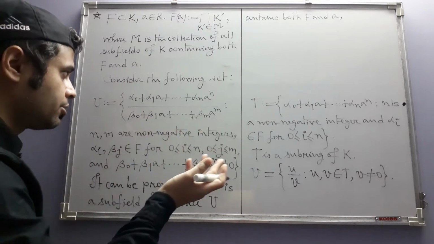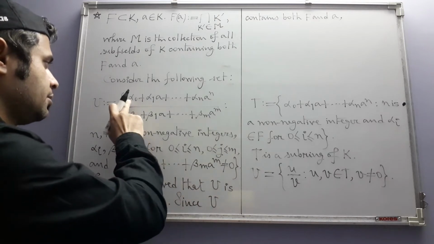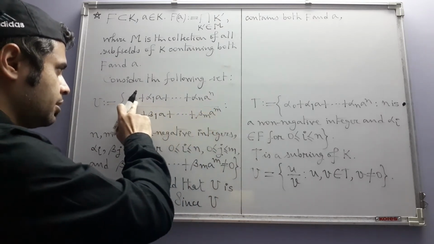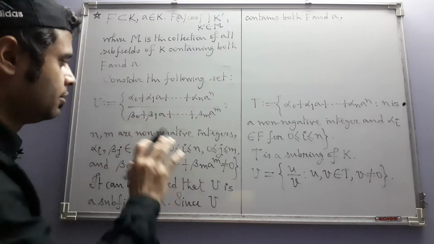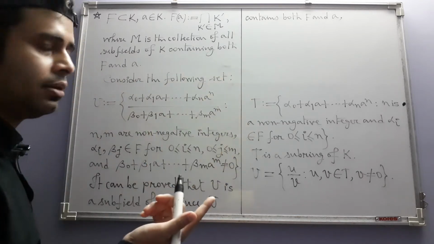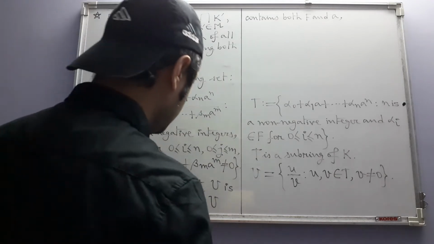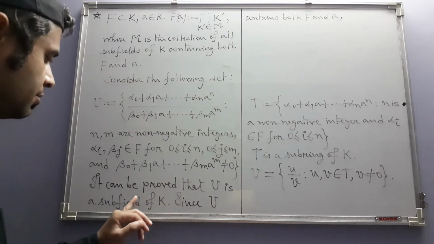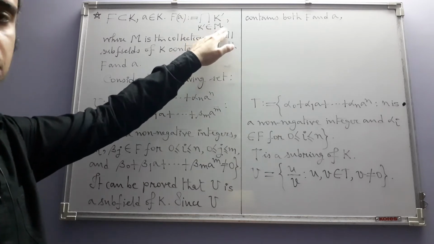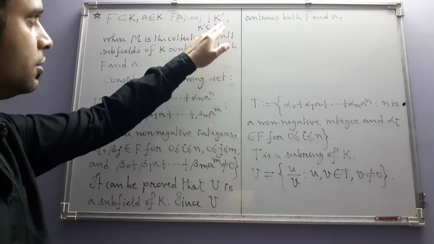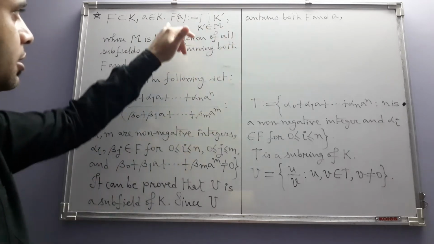And it also contains A. To see that, you choose this denominator again to be 1, and in the numerator you take all the alpha i's 0 except alpha 1, which is 1. So the element you get is A. So that's how U also contains A as an element. So U is now a subfield of K that contains both F and A. So U belongs to M, and as such U will contain the smallest subfield that contains both F and A, that is FA.